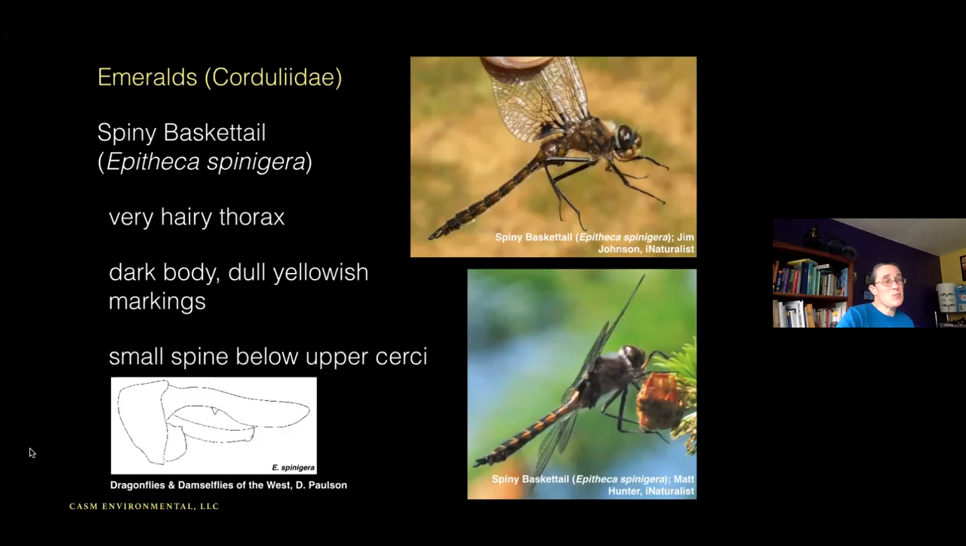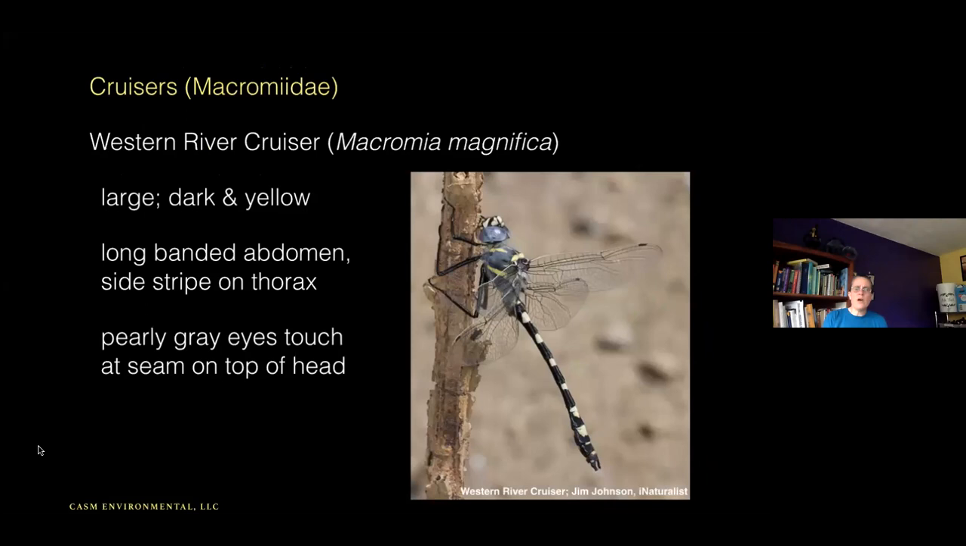Cruisers, the macromiae. Again, we are not on large, fast rivers, but it is not impossible. I see these Western River cruisers on the Columbia, on the Willamette River. They may fly up. This is a really distinctive, large, yellow and brown stripy dragonfly. And one of the things about it is that its eyes are a little bit further separated. It's got these pearly gray eyes.